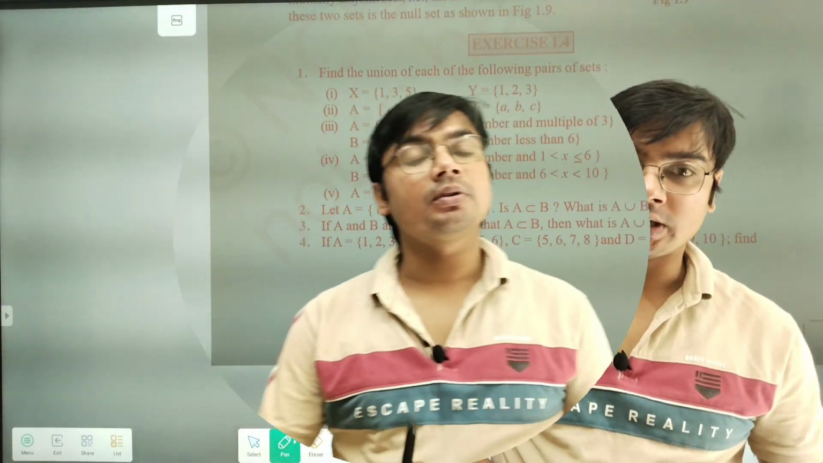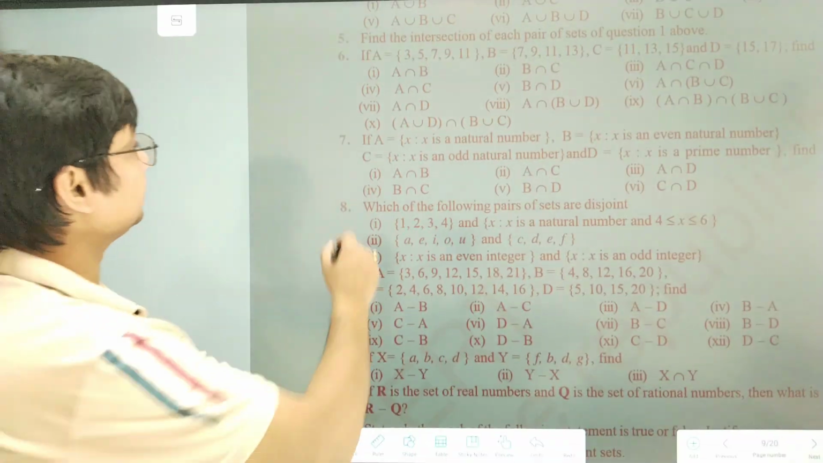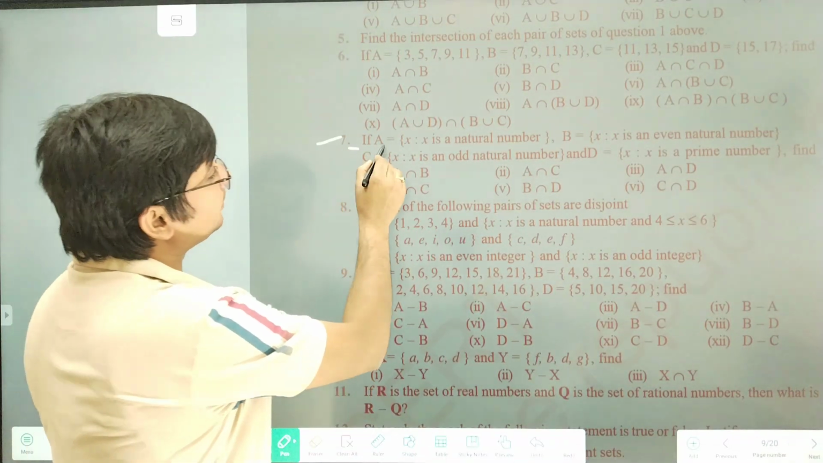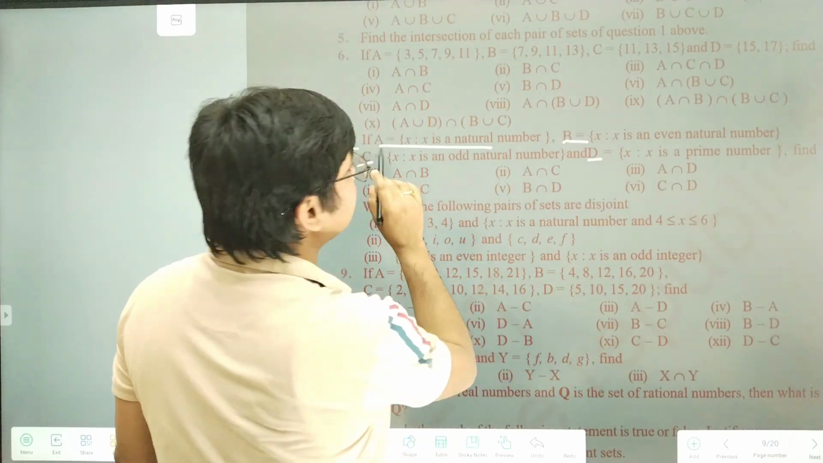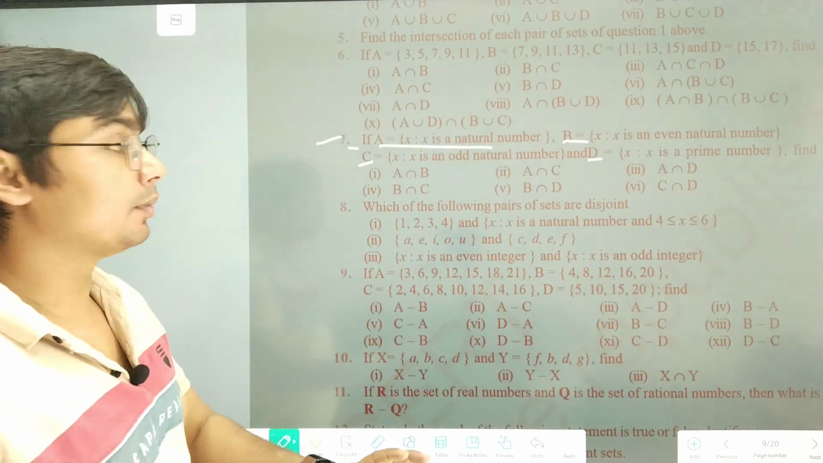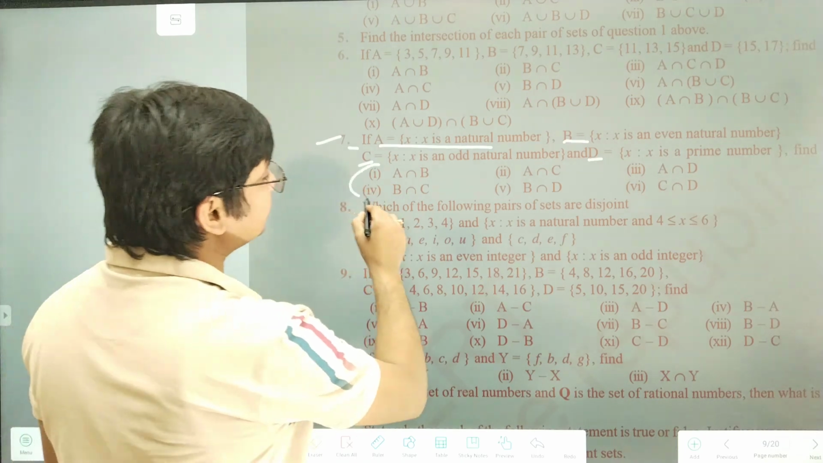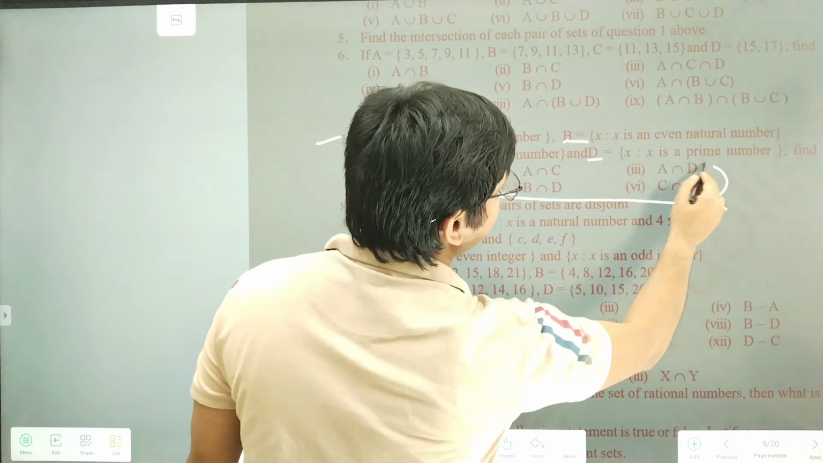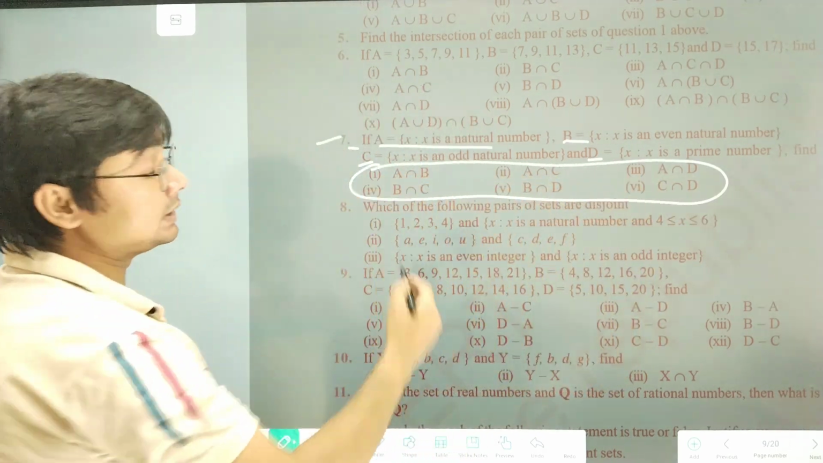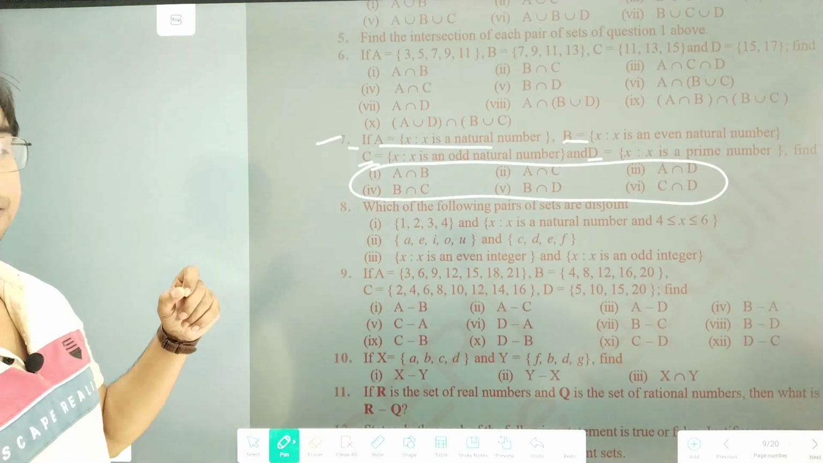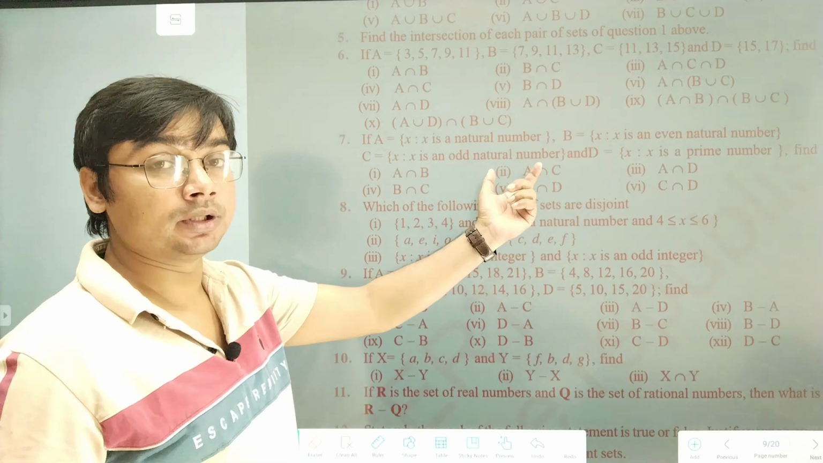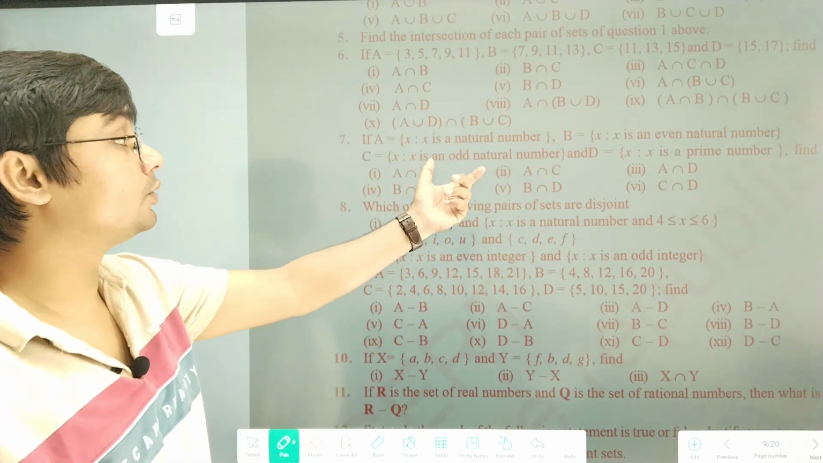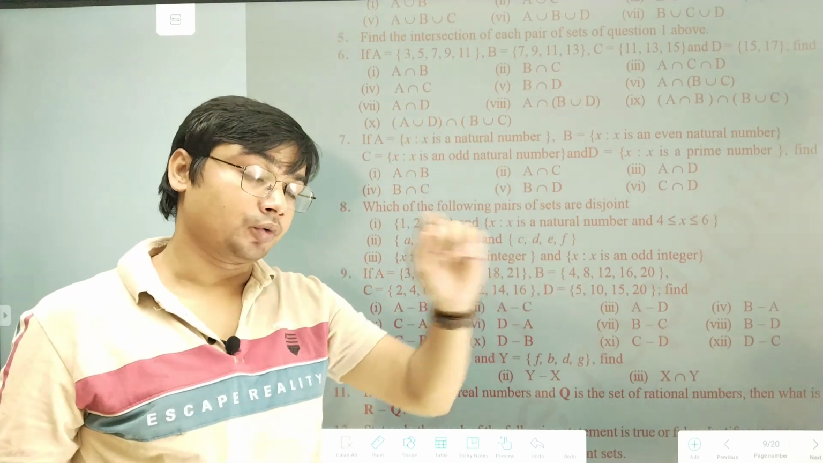Myself, Dr. Apil Sir. I am going to solve the exercise 1.4. Come to question number 7 here. You see, they provide A, B, C, and D. These four sets they provide, and we need to find this one. Yes, A intersection B, A intersection C, B intersection C, all those things. Here all the sets A, B, C, D are in set builder form. So first of all, you try to write this set into roster form.